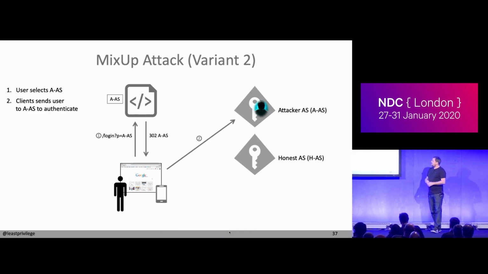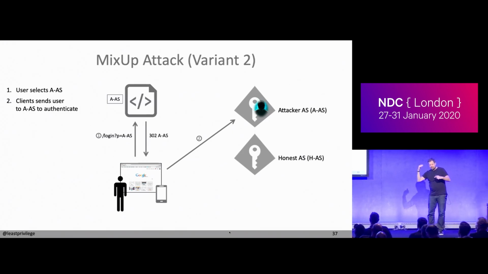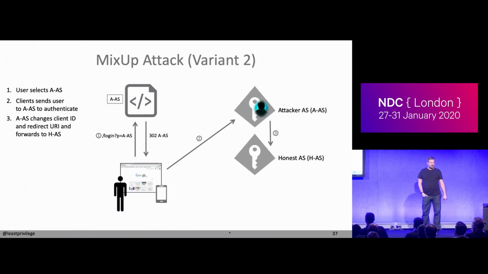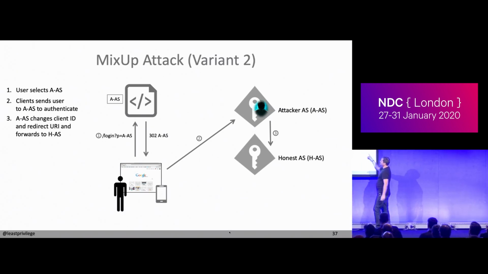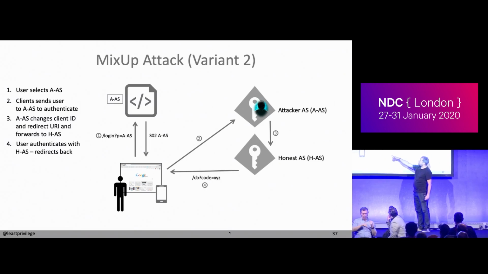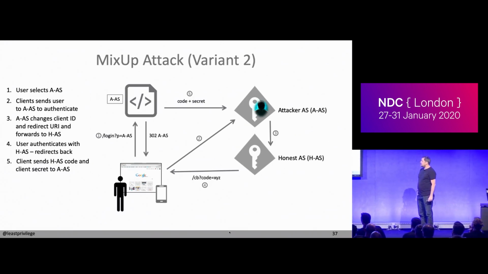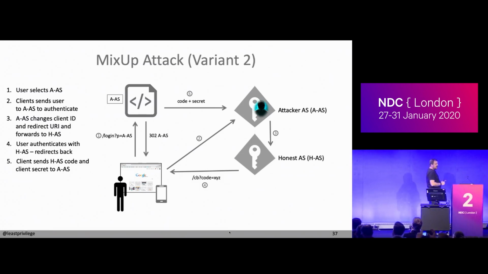Okay, that looks good. Now the attacker STS turns around, changes his client ID and redirect URI and everything, and forwards the call to the honest STS. So now the user sees the real login page of the real thing he thought he was talking to. So now the honest STS comes back to the client. And where does the client send the client ID and secret to? To the attacker STS. Okay? So yes, that is nothing made up, that really happened, okay?